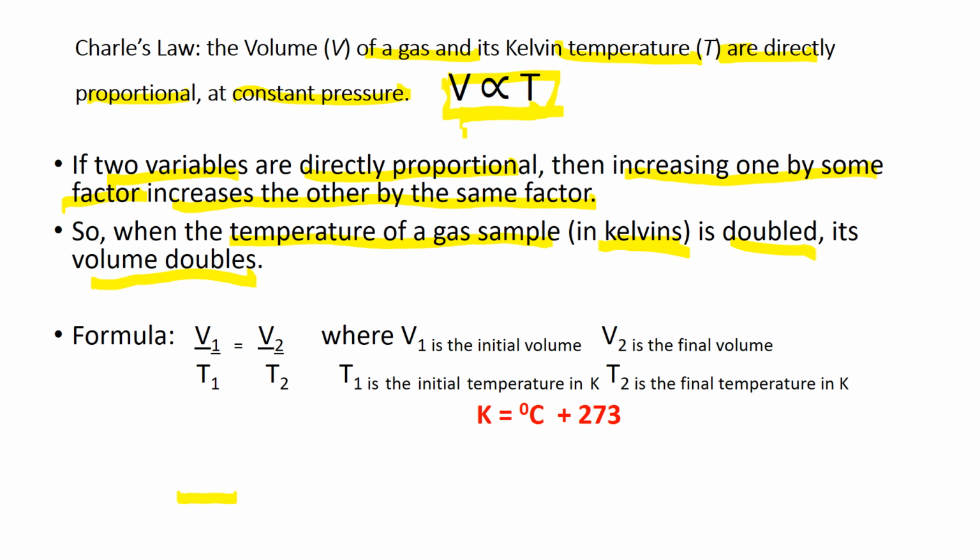So the formula for Charles' law is this: V1 over T1 equals V2 over T2, where V1 is the initial volume, V2 is the final volume, T1 is the initial temperature in Kelvin, and T2 is the final temperature in Kelvin. And to convert degrees Celsius to Kelvin, this is the formula: degrees Celsius plus 273.